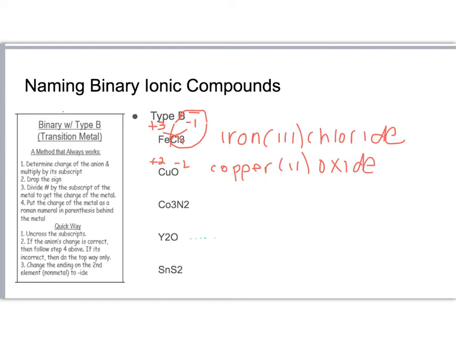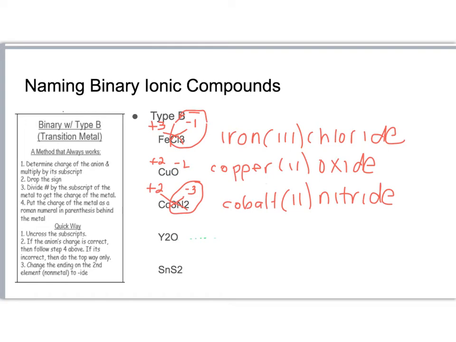In our third example, the 3 would come up above the nitrogen to make -3, the 2 would come up here in front of the cobalt to make +2. We need to verify that nitrogen can form a -3 charge. On your reference sheet, it does verify that, and so then we know that cobalt would have a Roman numeral of 2, and of course we would end this with nitride.